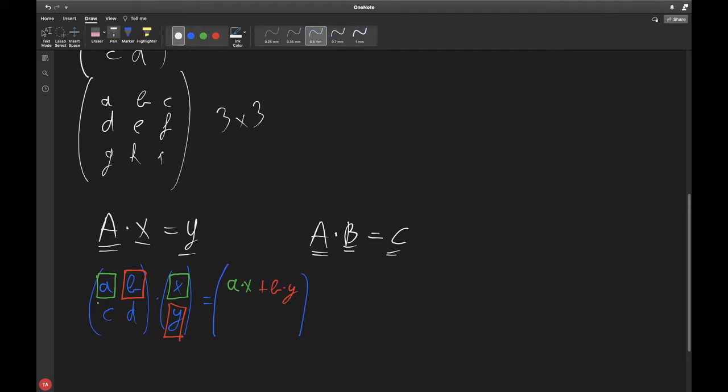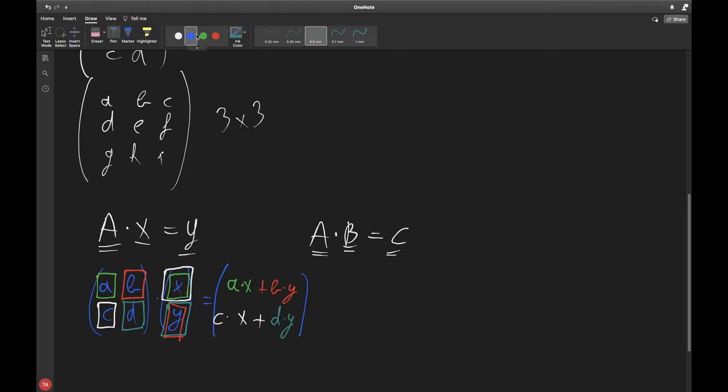And then down here, I have the second row, first column, multiplied with the first row in the vector. So C times X is what we have here, plus I have the second row, second column multiplied with the second row in the vector. So that's D times Y.